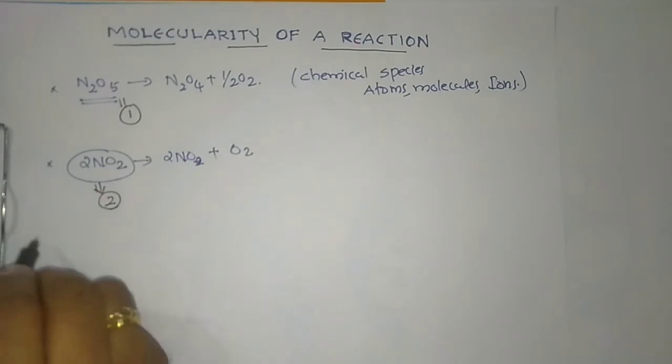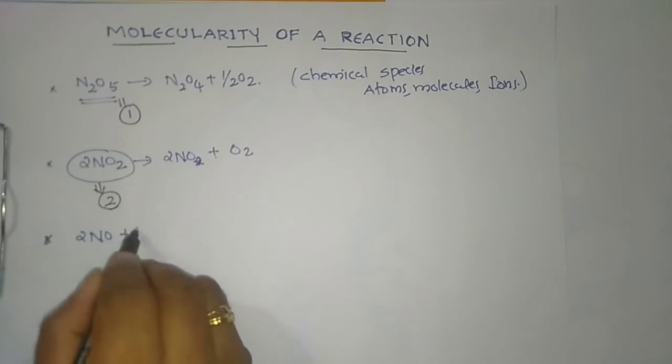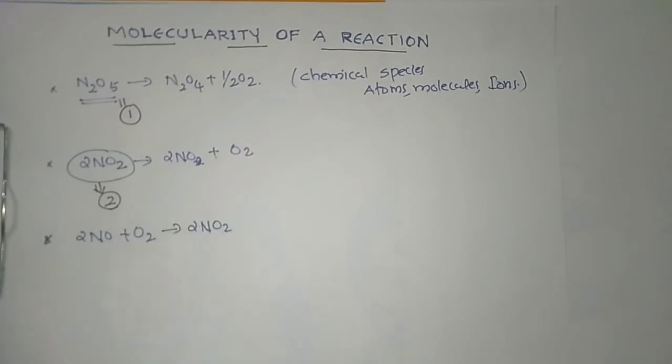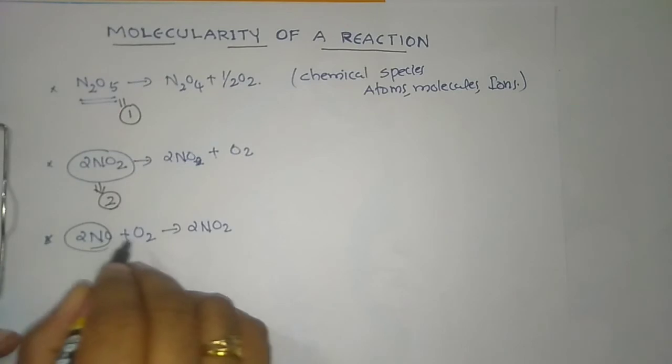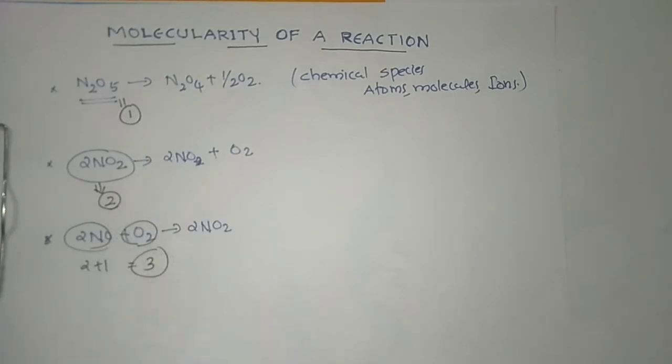Then, taking the third case, as we said earlier: 2NO plus O2 gives 2NO2. Then how many reacting chemical species are participating in the chemical reaction? 2 plus 1. How much? 3. Clear? This is the molecularity of a reaction.